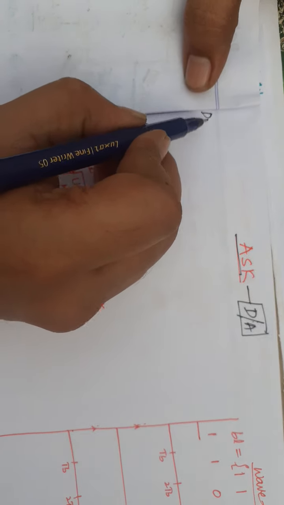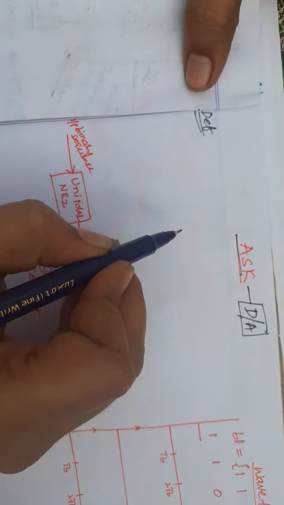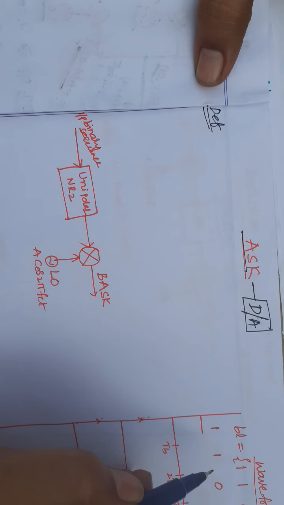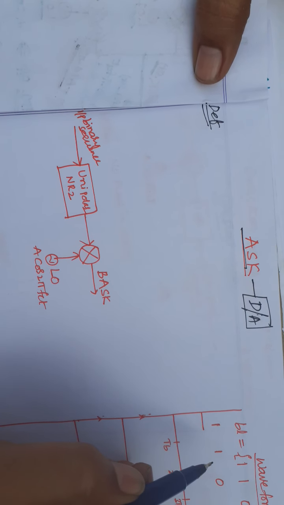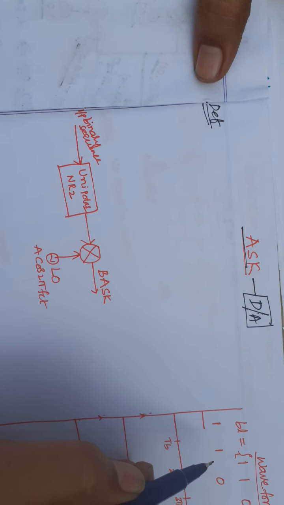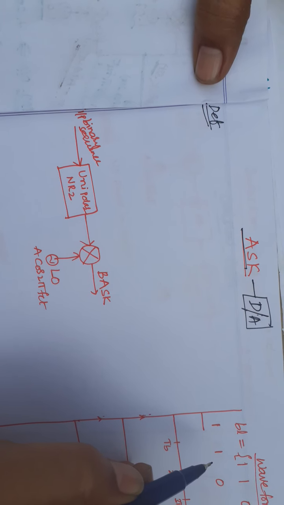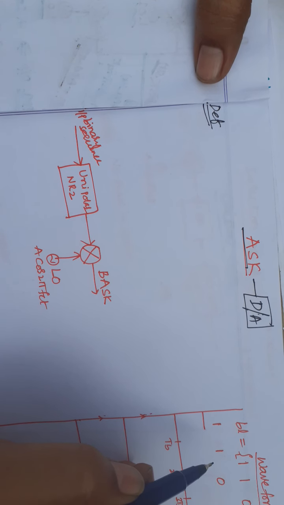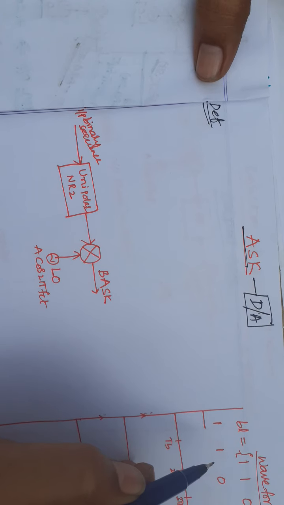The definition of ASK is the amplitude of the carrier signal is varied according to input binary data. That is the definition of ASK.